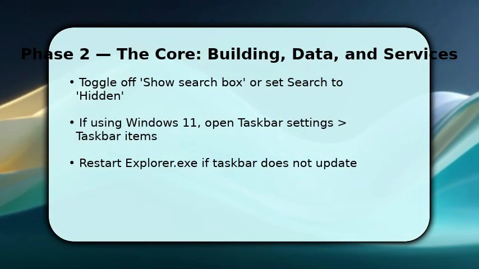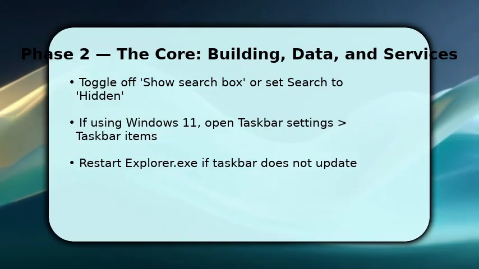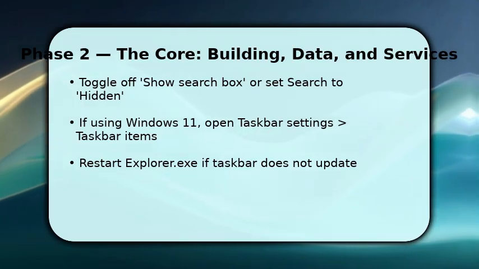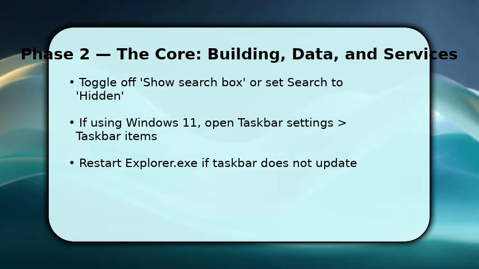Now you'll turn the search element off. This is the core change. In taskbar settings, switch the search option to hidden or toggle off show search box. Windows 10 and 11 label it differently. Once done, the desktop should update.